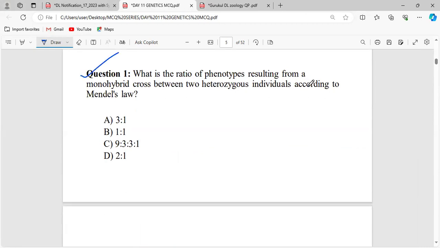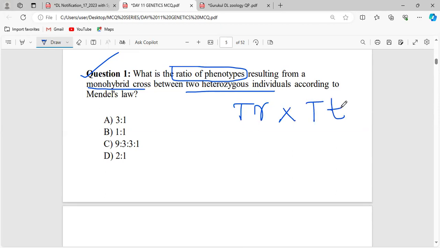And what is the ratio of phenotypes resulting from a monohybrid cross between the heterozygous individuals according to Mendel's law? Ratio of the phenotype, particularly the monohybrid cross between two heterozygous individuals. Heterozygous means what? Like this. Okay. What will be the monohybrid cross?